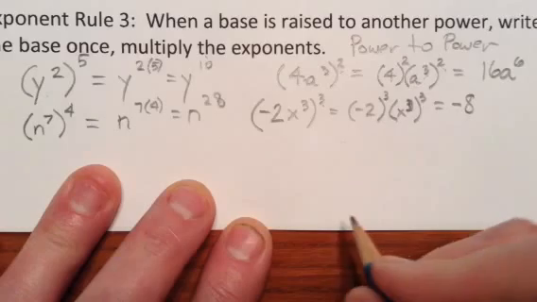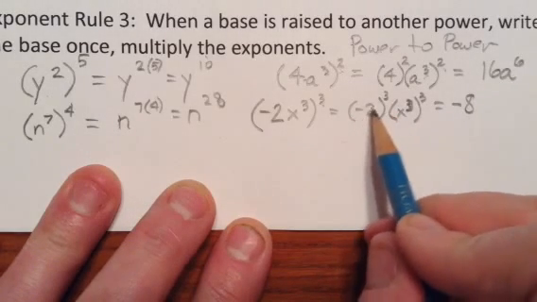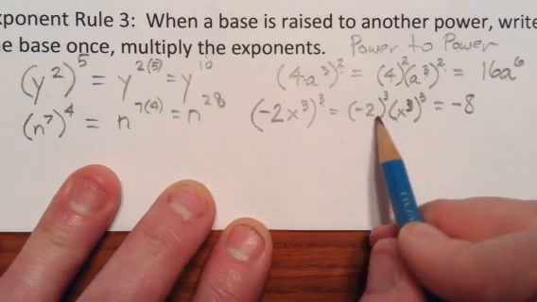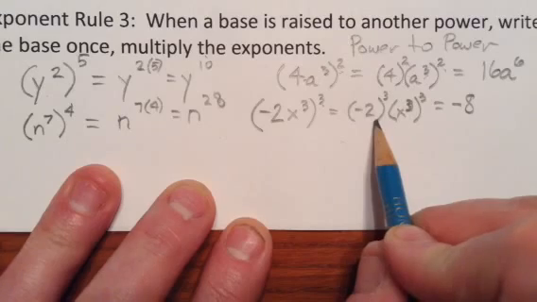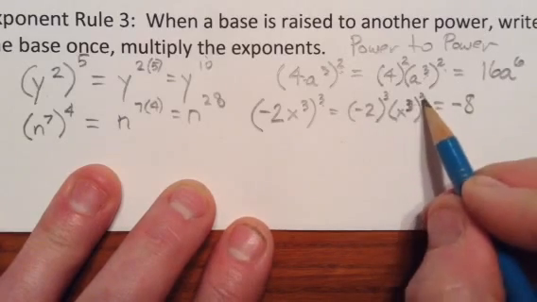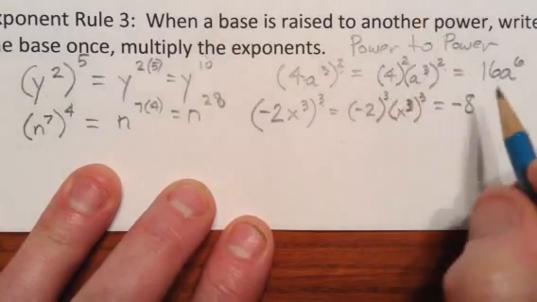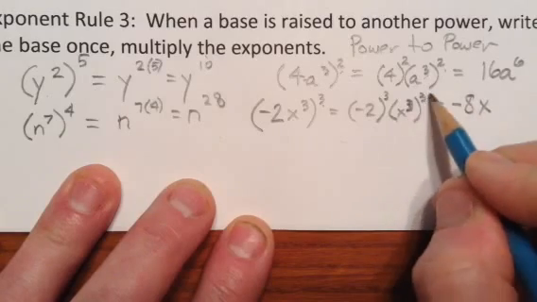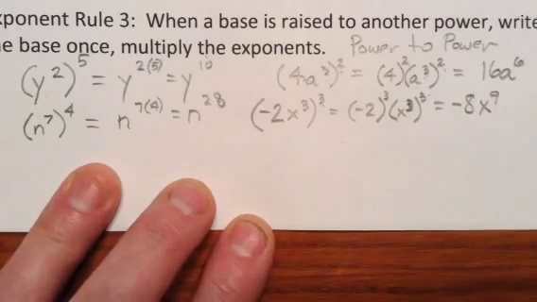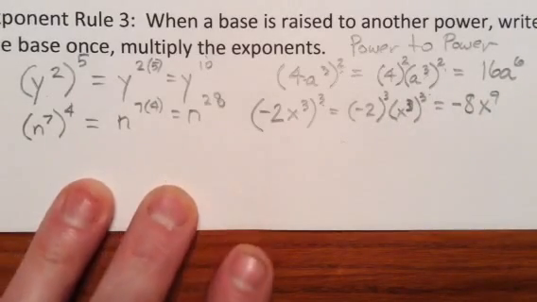Use your calculator if you need to. Put this in parentheses. Anytime you have a negative base and you're using your calculator, put it in parentheses. And over here we have a power to power, and our rule says that we'll write the base, multiply the exponents. 3 times 3 is 9, and we have our final answer.